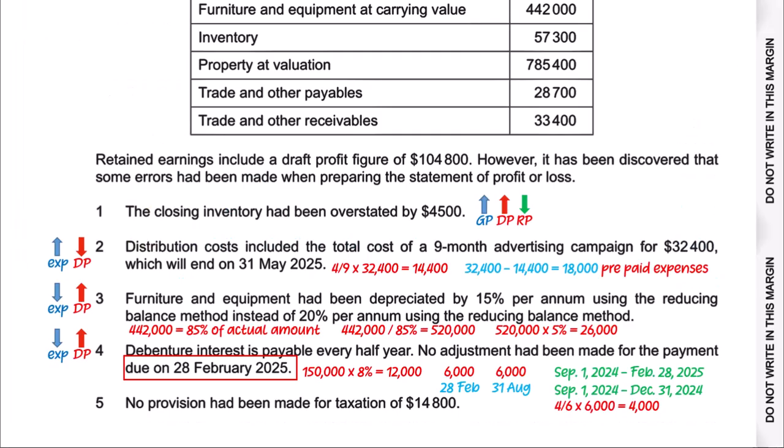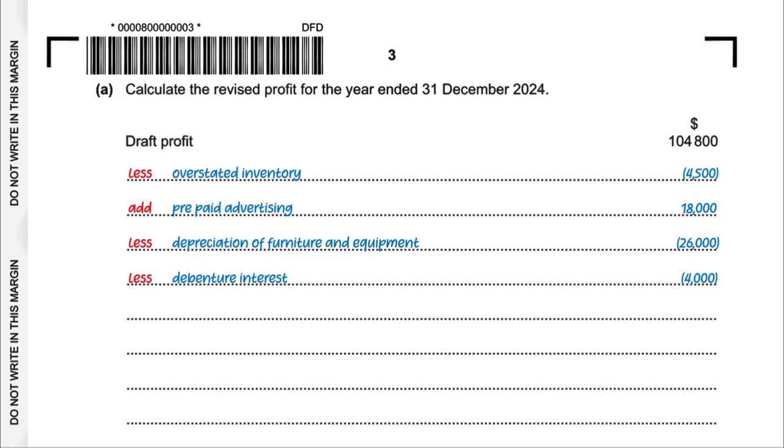Okay. Last error number 5 is written no provision had been made for taxation of 14,800. Another very simple error. This means that the tax expense was not shown. I mean, this expense was not subtracted, which caused the draft profit to be overstated. Therefore, to find the correct revised profit, we will subtract this amount. So let's write here less taxation on profit, 14,800.